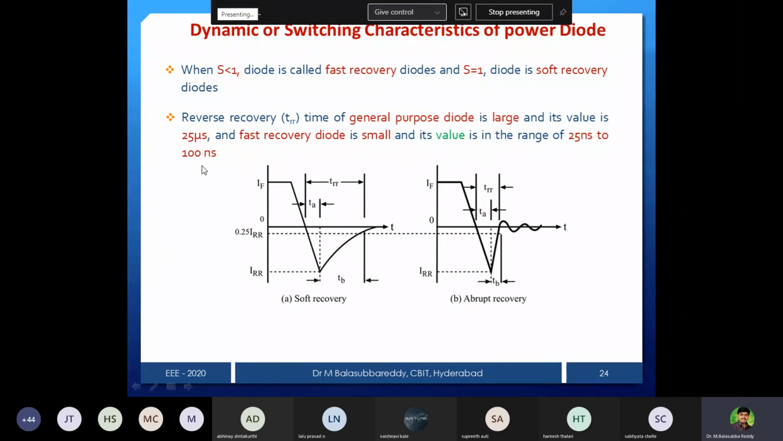So this is soft recovery, and then abrupt recovery. Soft recovery turns off smoothly, but in abrupt recovery there will be spikes, even though the TRR value is less. That we call abrupt recovery. Now the diode reverse recovery process with various softness factors will be shown like this. The maximum peak is IRR, and the minimum peak is 0.25 times IRR.